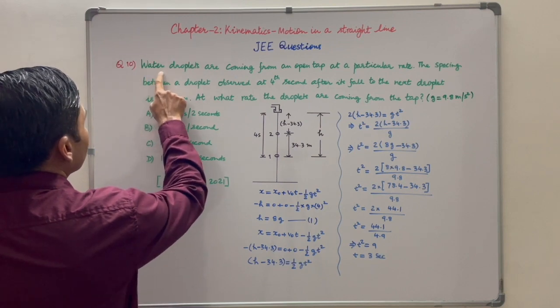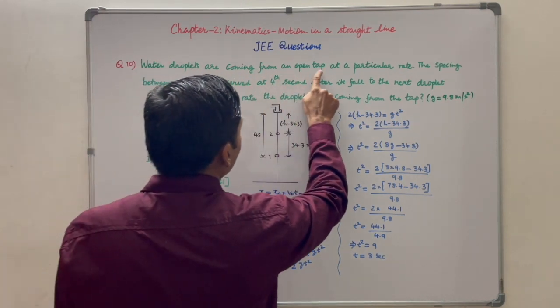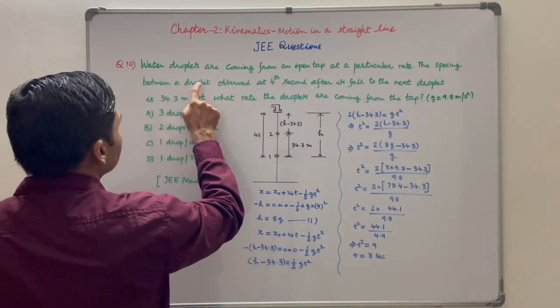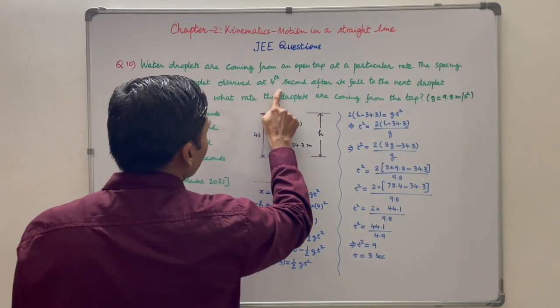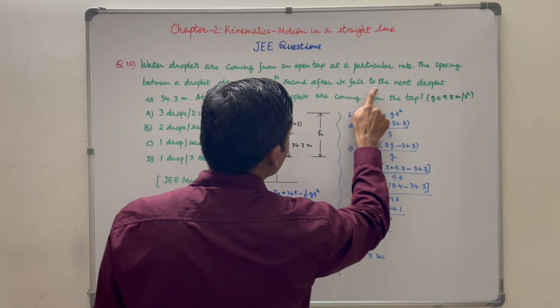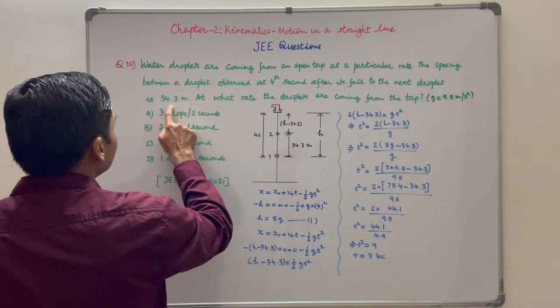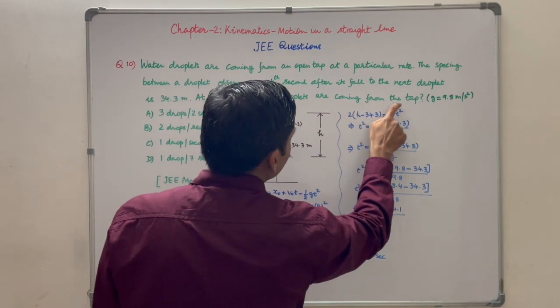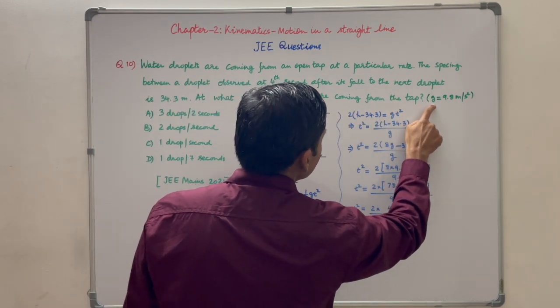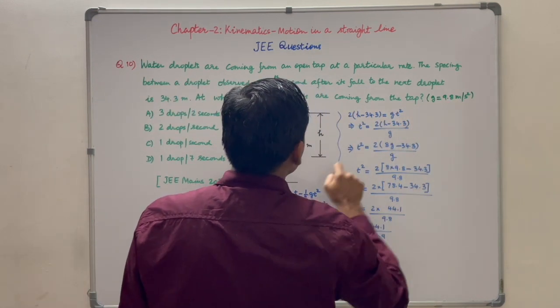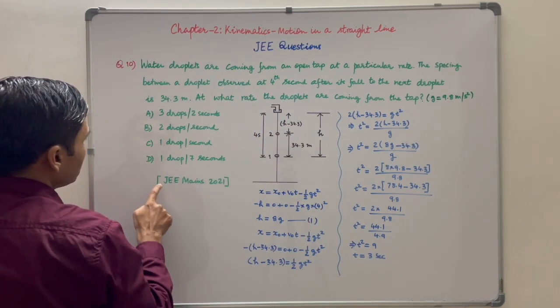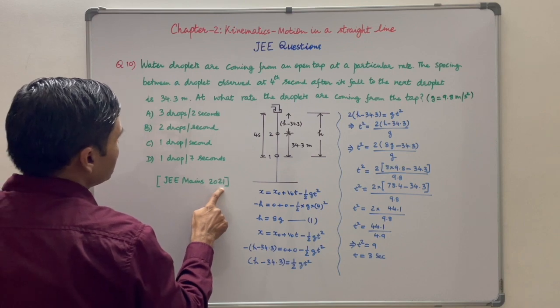Last question: water droplets are coming from an open tap at a particular rate. The spacing between a droplet observed at 4 seconds after its fall and the next droplet is 34.3 meter. At what rate are the droplets coming from the tap? You can take g = 9.8 meter per second square. These are the options given. This question appeared in JEE Mains 2021.